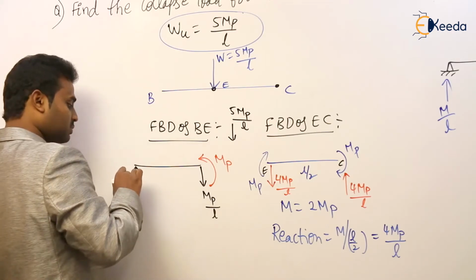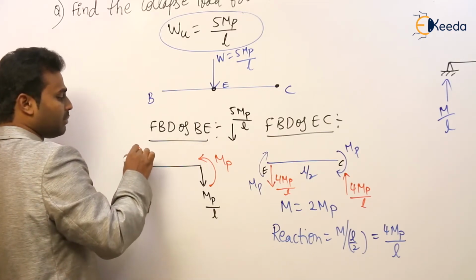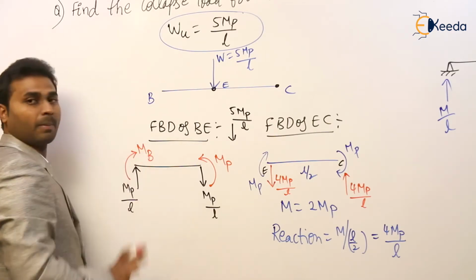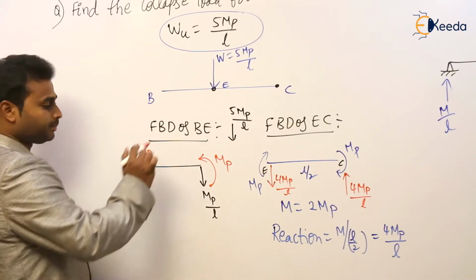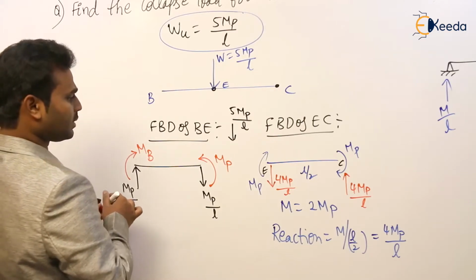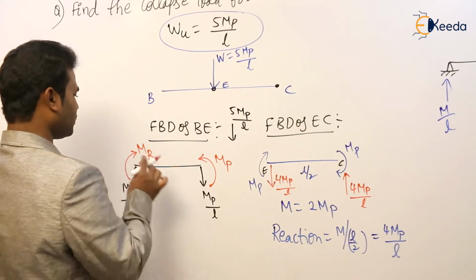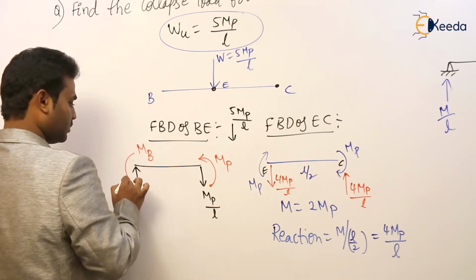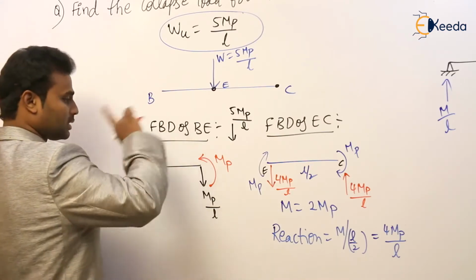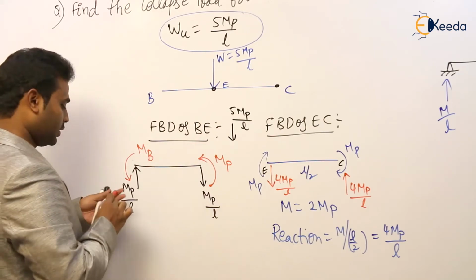So assume that here also moment MB. We don't know this MB value. We have to find this value MB. Agree or not? So consider this is in anti-clockwise. This is also anti-clockwise. Both are anti-clockwise. So what is the total moment?